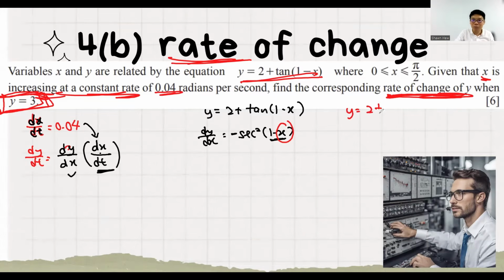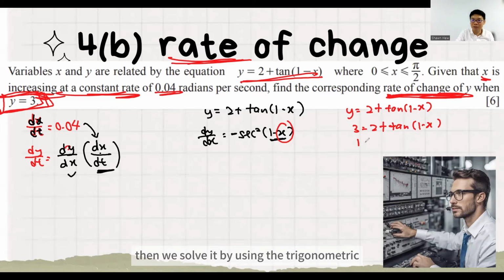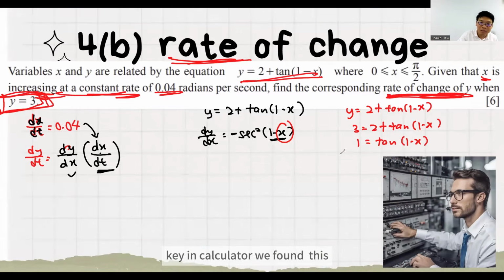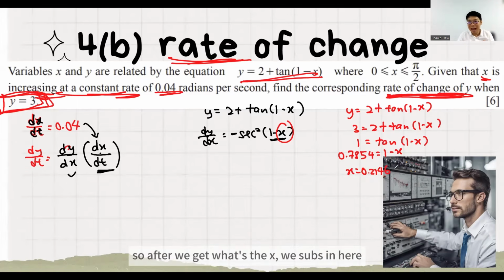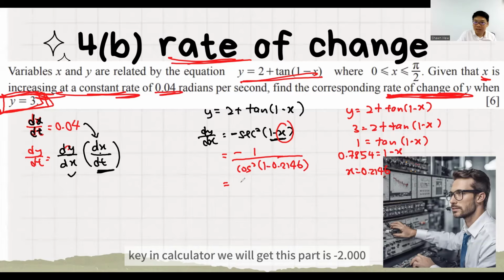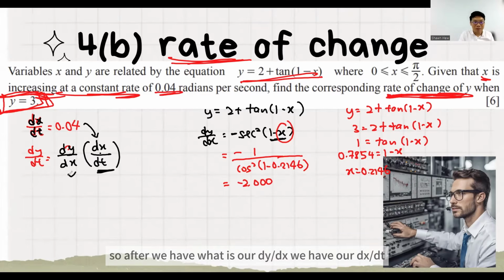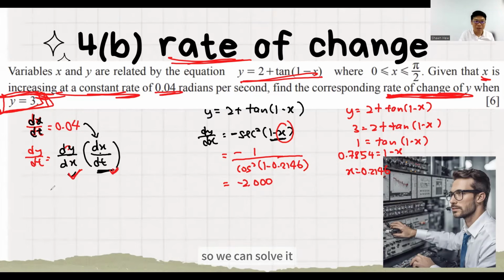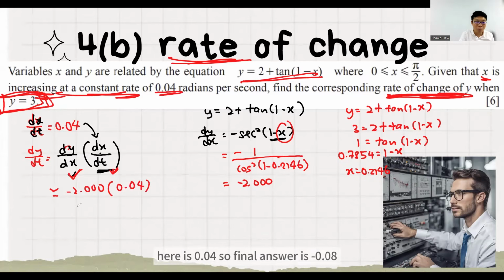According to the equation, we found that it's this. Then we solve it by using the trigonometric calculator. We found that this, so x equals this. After we get x, we substitute here. So we know that dy/dx equals negative secant, and secant is 1 over cos. Key in the calculator, we get this part is negative 2.000. After we have dy/dx, we have our dx/dt, so we can solve it. dy/dt is minus 2.000 times 0.04, so our final answer is negative 0.08.